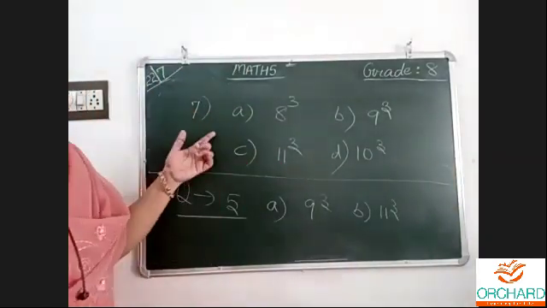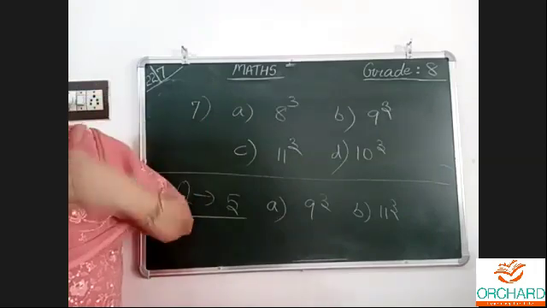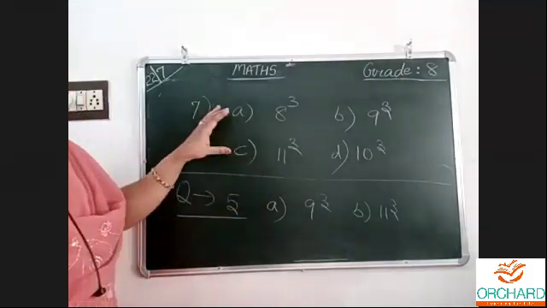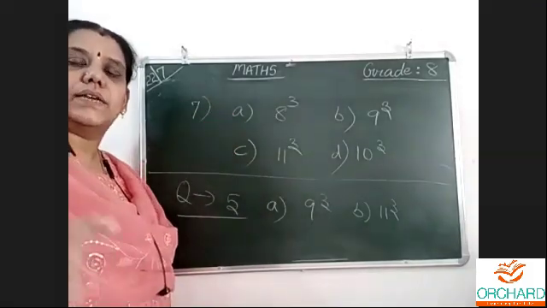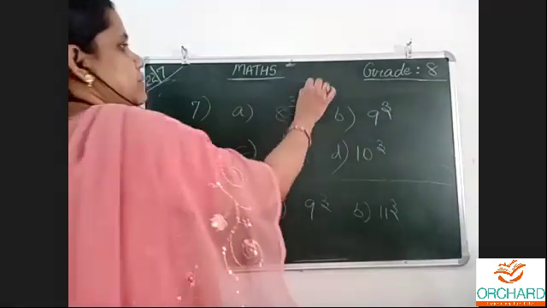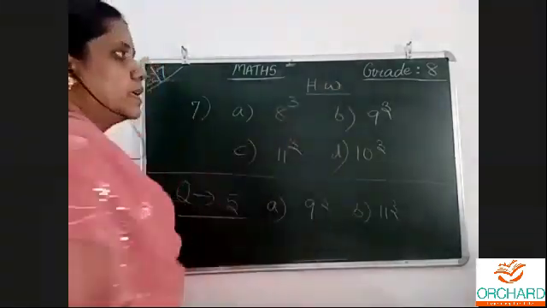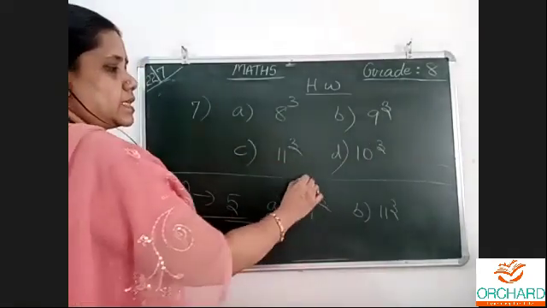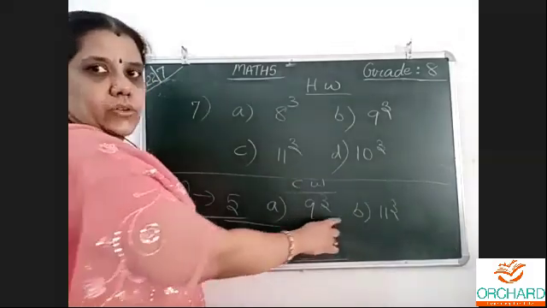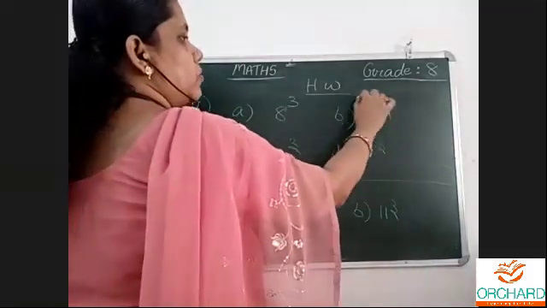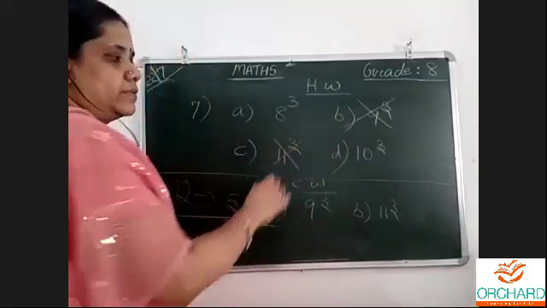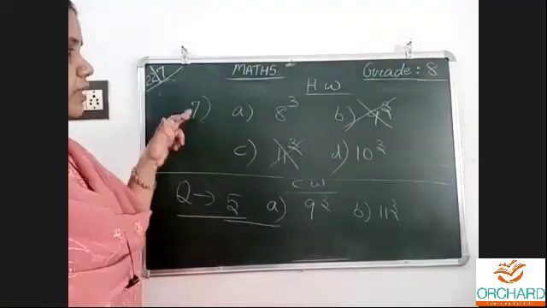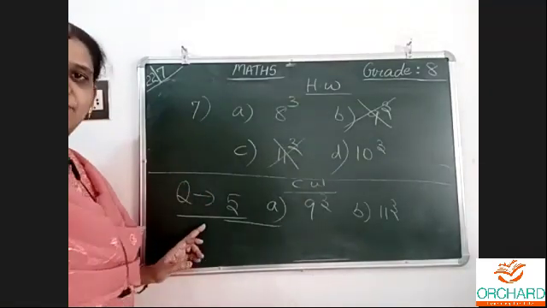Now, question number 7 is: find the following cubes without actual multiplication. Fazil, it's a homework sum. Wait, listen to what I'm telling. In this, 8 cube, 9 cube, 11 cube, 10 cube we completed. This was a classwork. 9 cube and 11 cube are finished. These both we already completed as question number 5. Question number 5 and 7 are the same.